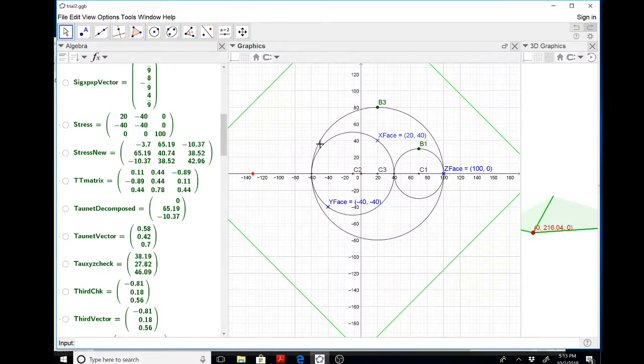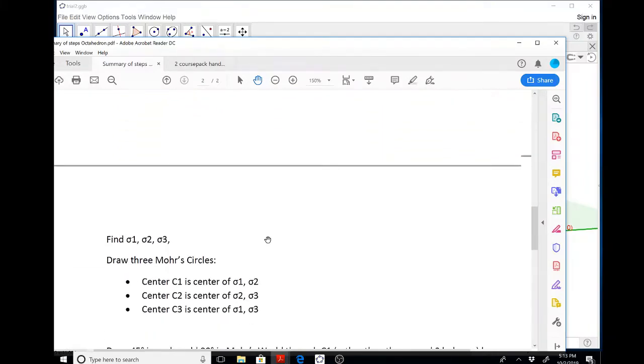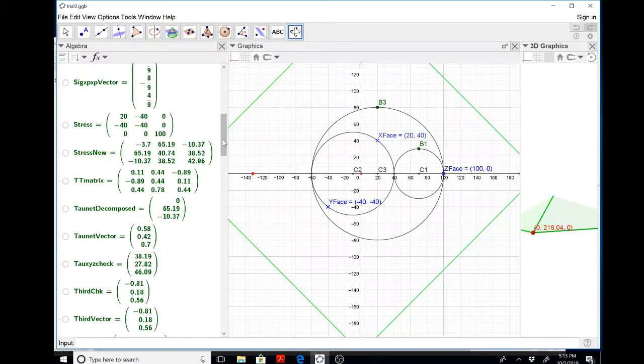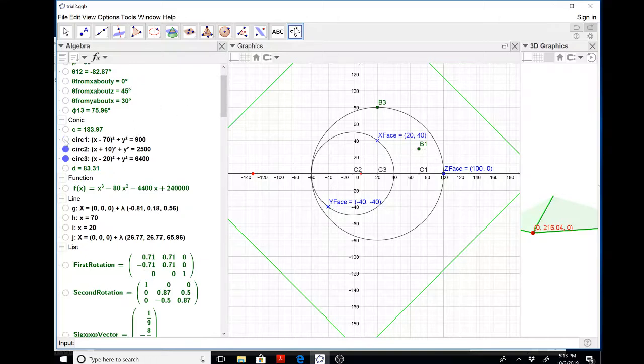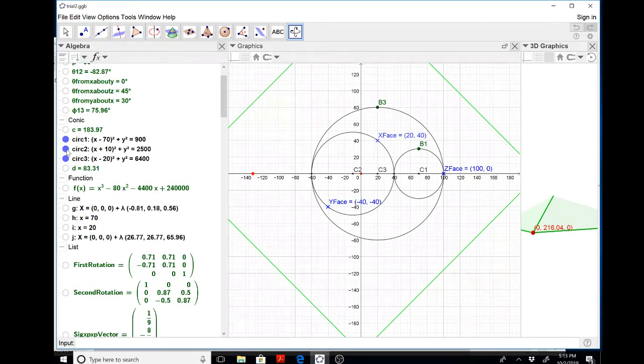So the graphical solution is crazy cool. It's a 19th century thing. I have the steps here for you, which we covered a little bit already. Find sigma 1, sigma 2, sigma 3. We just did that. Now draw the three more circles. The first circle is centered on sigma 1, sigma 2. So here's circle 1. It's going from 1 to 2. And then the second circle goes from 2 to 3. From 2 to 3, there it is.